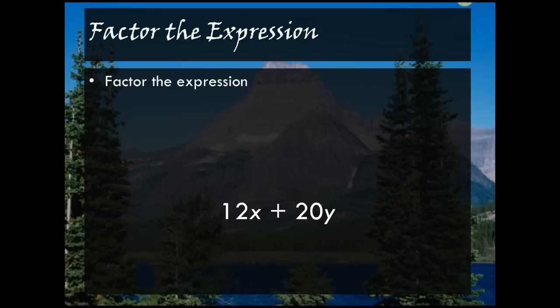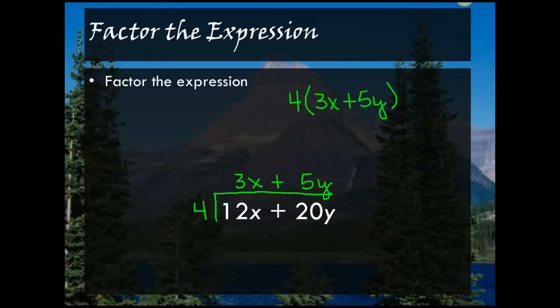Let's try another example. The greatest common factor of both 12 and 20 is 4. So we will divide out the 4, and that leaves us with 3x plus 5y. Our final answer will be written in the form 4 times the quantity 3x plus 5y.